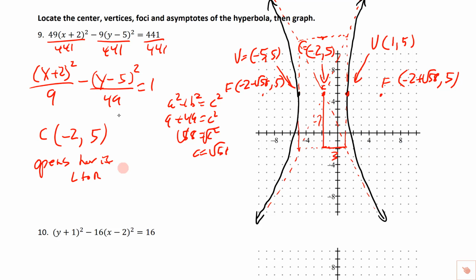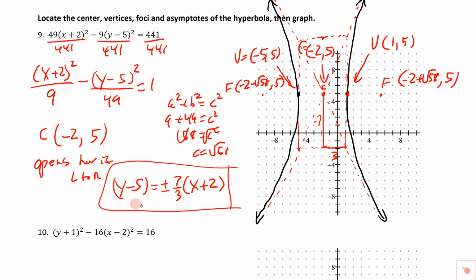But the quick way to do this is to just grab whatever's with the y. So that's y minus 5 equals, and then we put a plus or minus. It's the square root of whatever's underneath the y. That goes on the top because that's the rise. Square root of whatever's underneath the x. So that's a 3, and that's the run. And then we do x plus 2. We put that on there, and we are all set to go. Okay, so these are the asymptotes. We want to have those drawn, and we want to have the equations for those, and then we want to have the important features labeled.